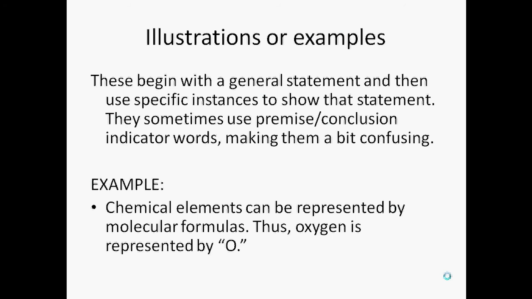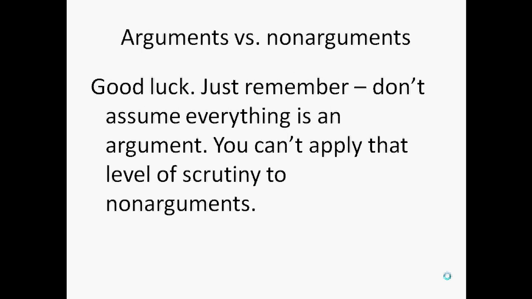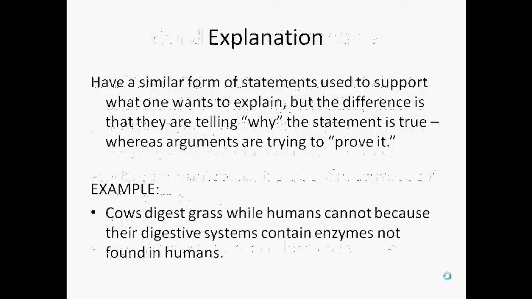They sometimes will have premise and conclusion indicators, so be careful about those. But that doesn't make them arguments. For example, chemical elements can be represented by molecular formulas. Thus, oxygen is represented by O. Okay? They have a statement about chemical elements being represented by molecular formulas, and then they're giving an example of that. Alright. Oops. I just skipped all the way past conditional statements.